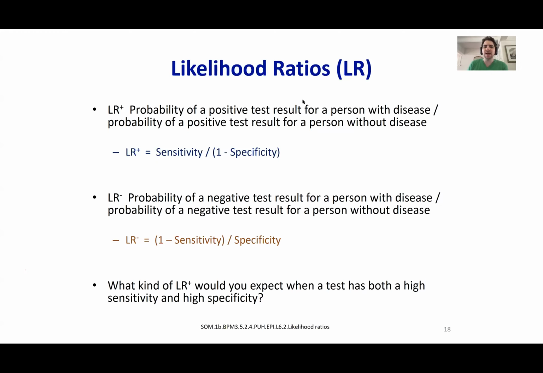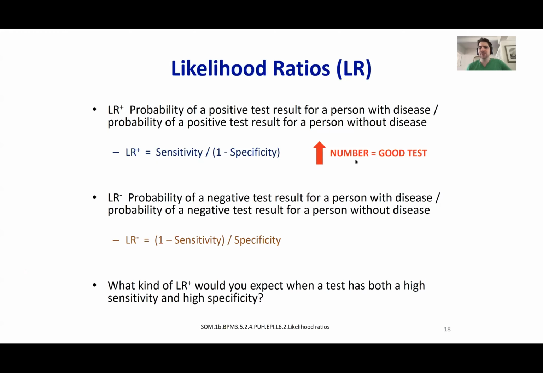But the probability that a test would be positive in a person with the disease over the probability of a positive test in a person without the disease. So that's in words what this equation is. What you really need to know is that if you have a higher number for a positive likelihood ratio, that's a good test. That means your predictability of getting a positive test for a person with the disease versus a positive test for a person without the disease, which is not what you want, is good. So you want a high number, you want a high numerator.